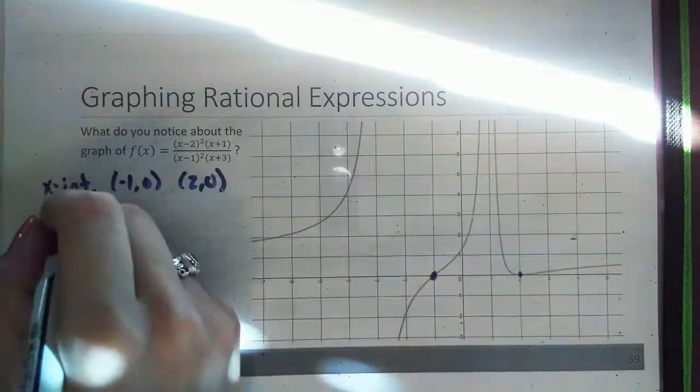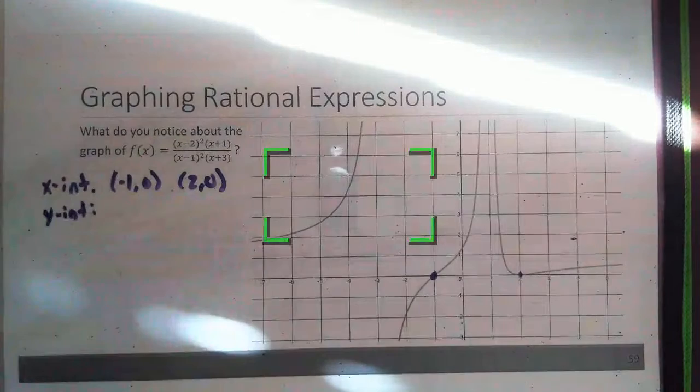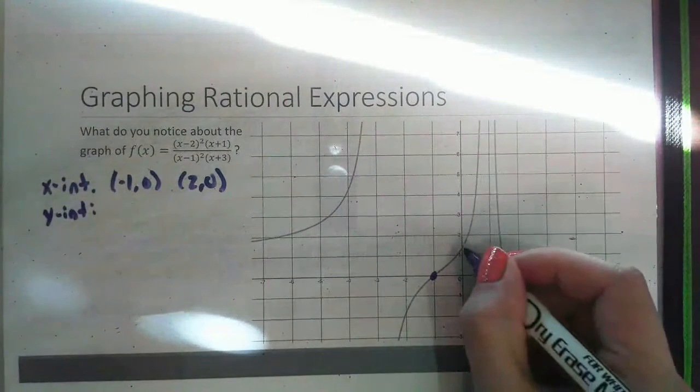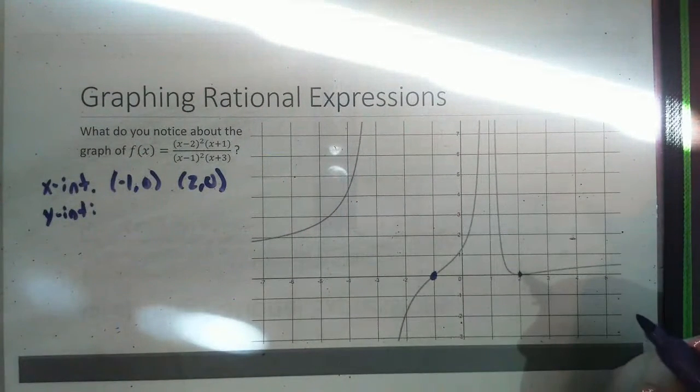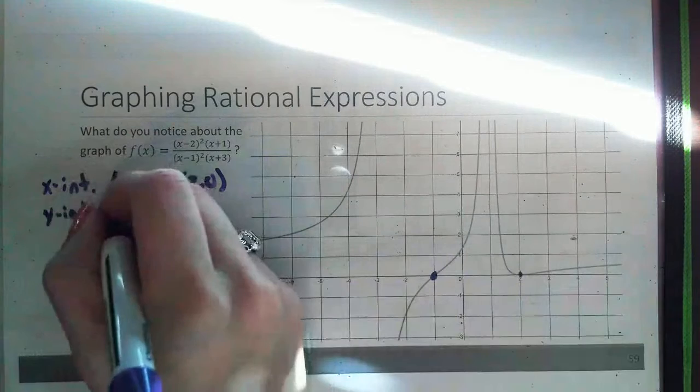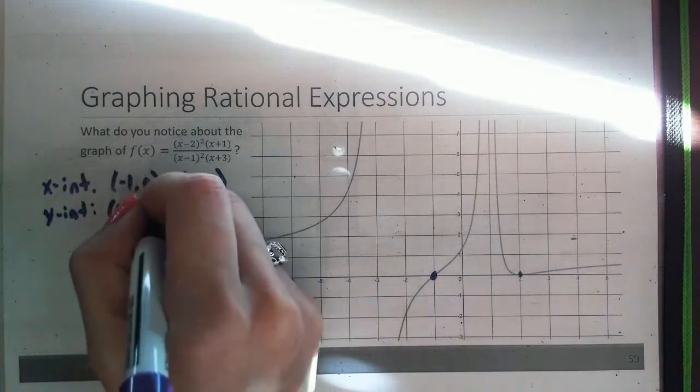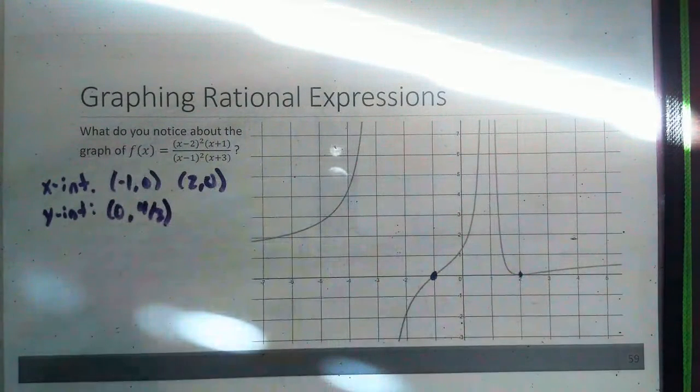We have a y-intercept. It looks like it happens at 1 and, I don't know, 1/4, 1 and 1/3, something like that. We could check it by plugging in 0 into the equation, but I'm just trying to observe stuff right now, so I'm not too worried about that.